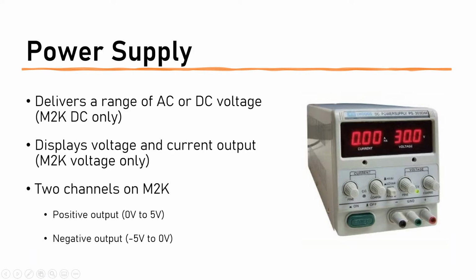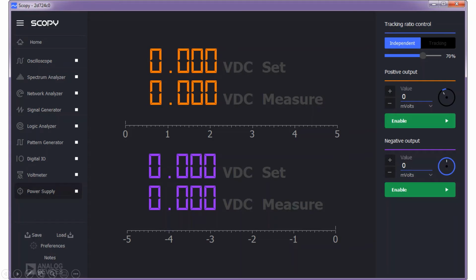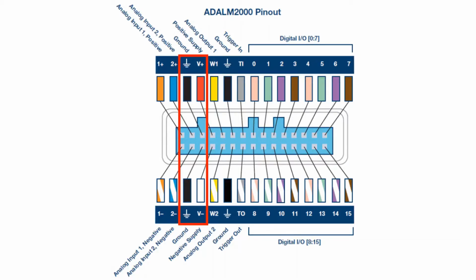An actual power supply may have dials to adjust the voltage and current, but the M2K has the following layout. After the circuit is connected, the value of the voltage can be set on the right-hand side of the screen, and the Enable button can be used to supply power or remove power from the circuit. To use the power supply on the M2K, the ground pins and the V+ and V- pins are utilized. This will be further explained in the next video.